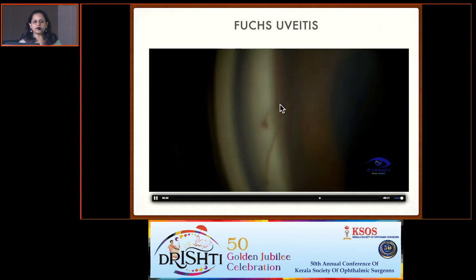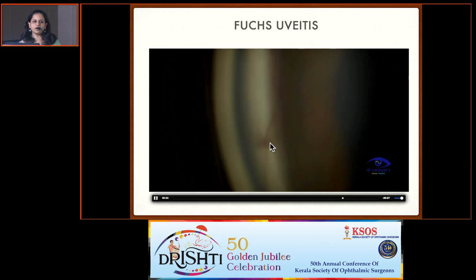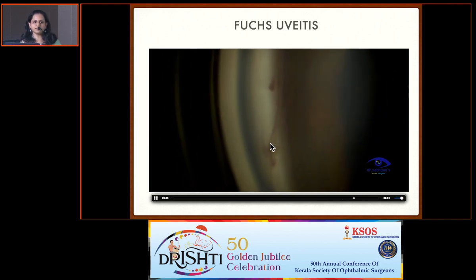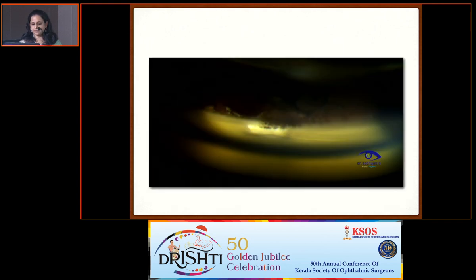So in Fuchs, you will have very thin vessels in the angles, which will bleed on gonioscopy, or can also bleed on table when you're doing the cataract surgery. Once the IOP comes down, you will have a bleed from the angle.